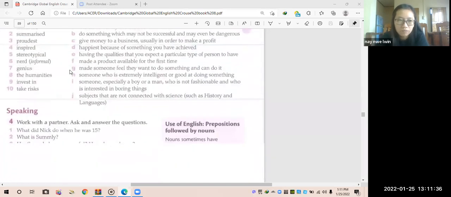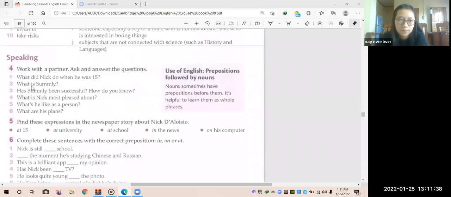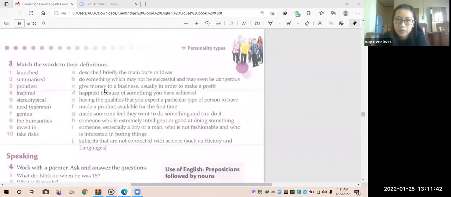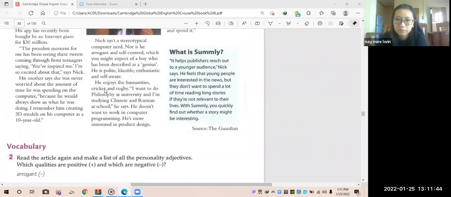And how about 2? What is Summly? An app which summarizes stories in the news. Yes, which summarizes stories in the news, right? So there is the answer, right? That is what Summly is. So there is an answer.